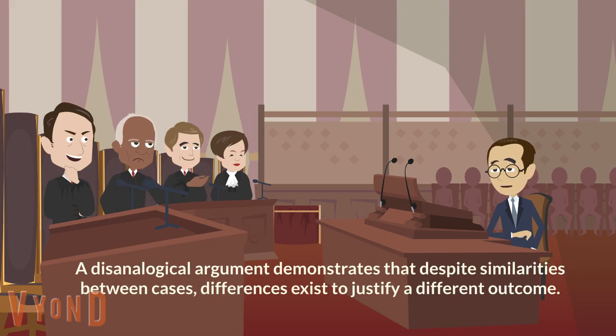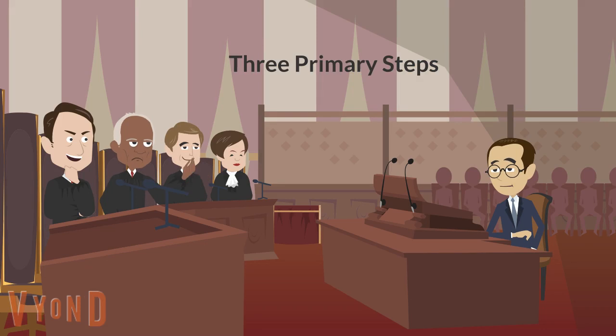A disanalogical argument is the flip side. It attempts to show that, although the issue in the problem case may be similar to the earlier case, the facts differ sufficiently to justify a different outcome.